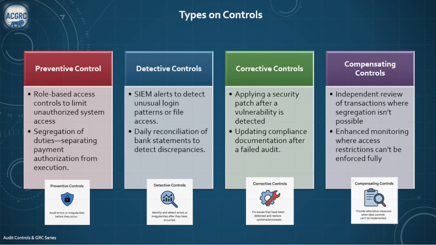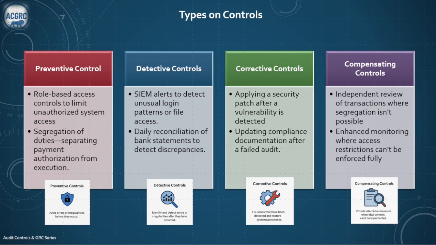The second control is detective control. This is a control wherein there are alerts to detect unusual login patterns or file access. A cybersecurity guy or an operations guy dealing with systems would understand this. When you get an alert on unusual logins, you get a notification. That's because the system is watching over those assets or resources and triggers a note to the operator.